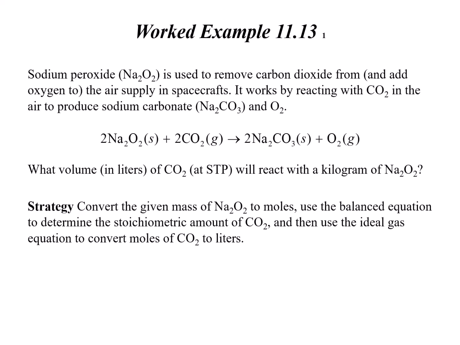All right, so let's look at this one. It says sodium peroxide is used to remove carbon dioxide from the air supply in spacecraft. It works by reacting with CO2 in air to produce sodium carbonate. So we've got sodium peroxide. How do you know it's a peroxide? We've learned naming. We know if it's group 1 and you see these double O's, it's a peroxide. It reacts with carbon dioxide, forming sodium carbonate and oxygen.